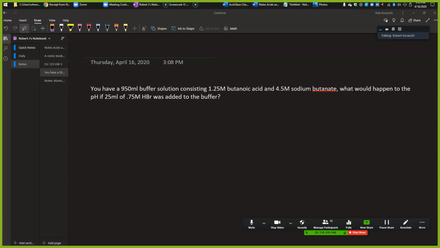So the initial was 5.39, and I got 4.5 mole per liter times 0.95 liters, and 1.25 mole per liter times 0.95 liters, and 0.75 moles per liter times 0.025 liters. 0.75 times 0.025 is 0.01875. 1.25 times 0.95 is 1.1875. 4.5 times 0.95 is 4.275.